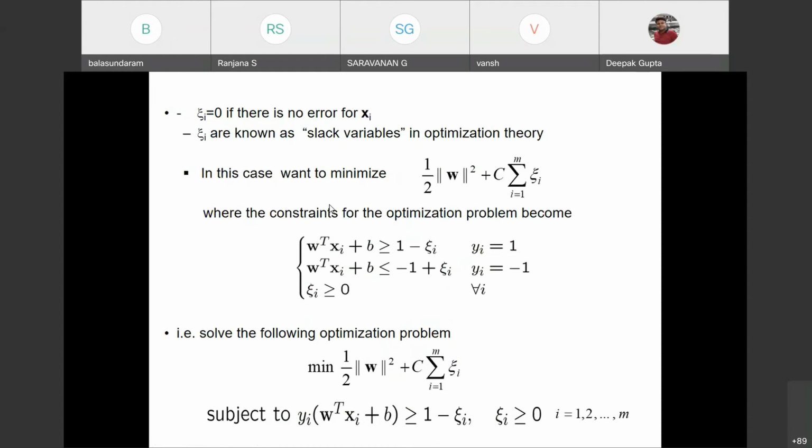So we compute this. Now we not only maximize the margin, but we also compute this error. With respect to the x1 point, zeta 1 is the error. What is the penalty with respect to the x2 point? It is zeta 2. With respect to x3, what is the penalty?